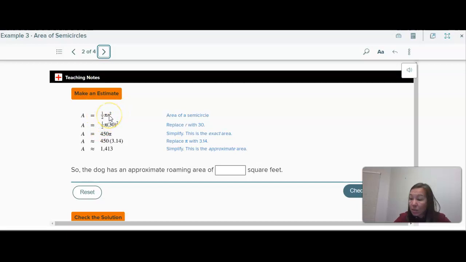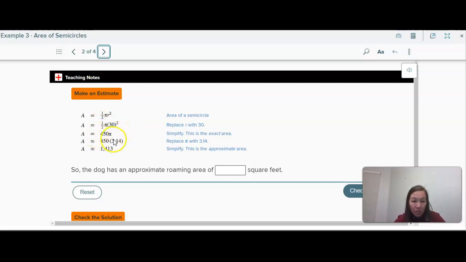So the radius, we still are given that the radius is 30, so we'll replace r with 30. And we want to do 30 squared, which is 900, and then half of that. So you're going to multiply all the numbers together except for the pi. So 30 squared, exponents first, is 900, times 1/2 is 450. So 450 pi would be your exact area.